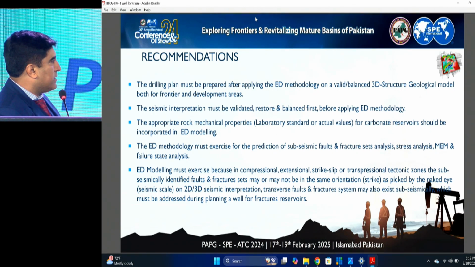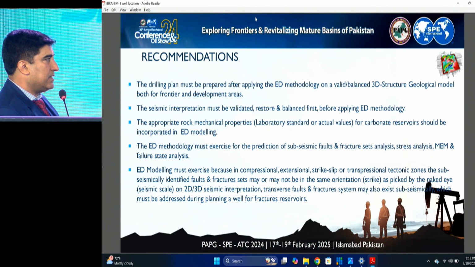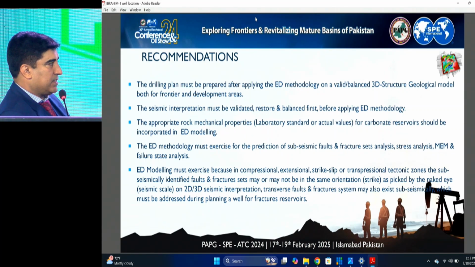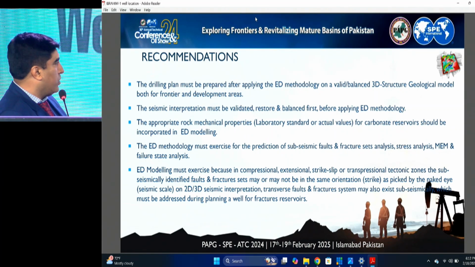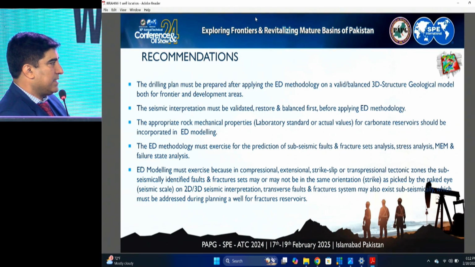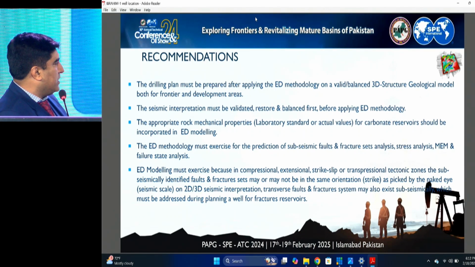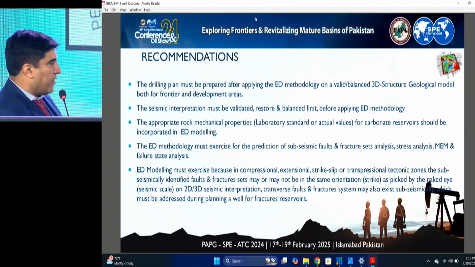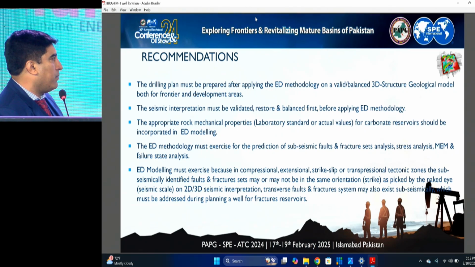The ED methodology must be exercised for the prediction of sub-seismic fault and fracture set analysis, stress analysis, MEM, and failure state analysis. ED modeling must be exercised because in compressional, extensional, and strike-slip or transpressional tectonic zones, the sub-seismically identified fault and fracture sets may or may not be in the same orientation and strike as picked by the naked eye at seismic scale and 2D, 3D seismic interpretation. Transverse faults and fracture systems may also exist sub-seismically, which must be addressed when planning a well for fractured reservoirs.